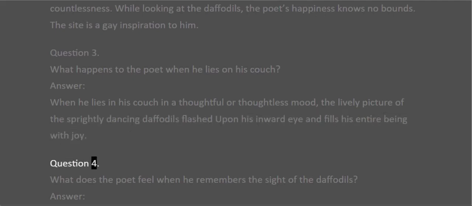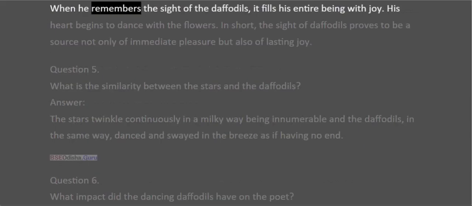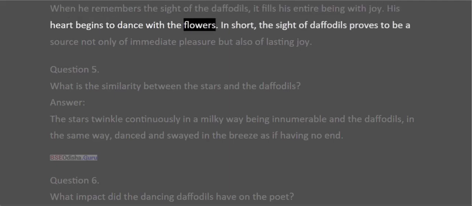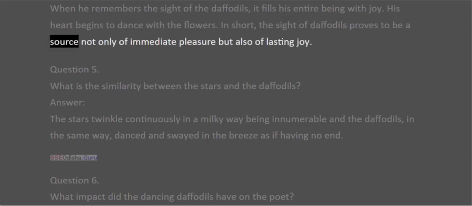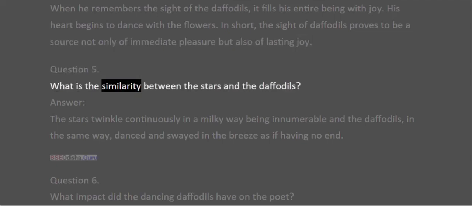Question 4. What does the poet feel when he remembers the sight of the daffodils? Answer. When he remembers the sight of the daffodils, it fills his entire being with joy. His heart begins to dance with the flowers. In short, the sight of daffodils proves to be a source not only of immediate pleasure but also of lasting joy.